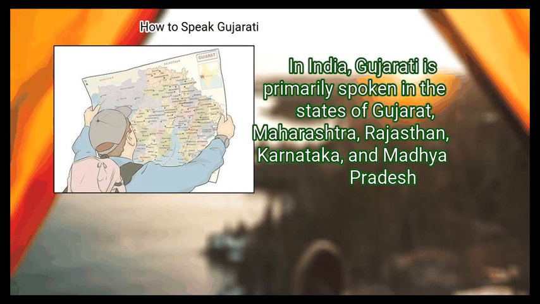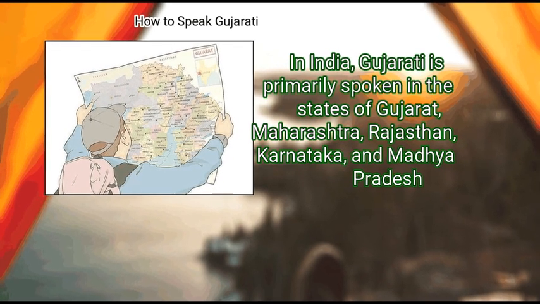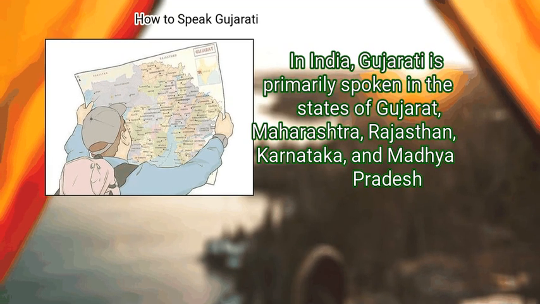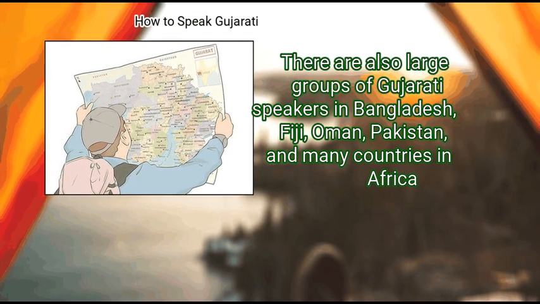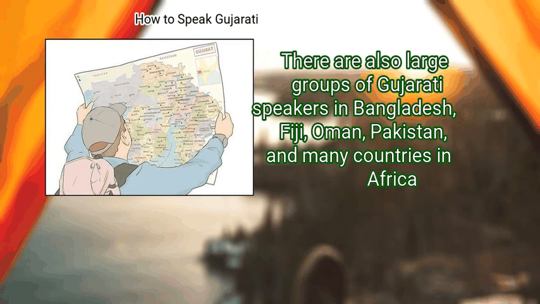Finally, travel to an area where Gujarati is spoken. In India, Gujarati is primarily spoken in the states of Gujarat, Maharashtra, Rajasthan, Karnataka, and Madhya Pradesh. There are also large groups of Gujarati speakers in Bangladesh, Fiji, Oman, Pakistan, and many countries in Africa.